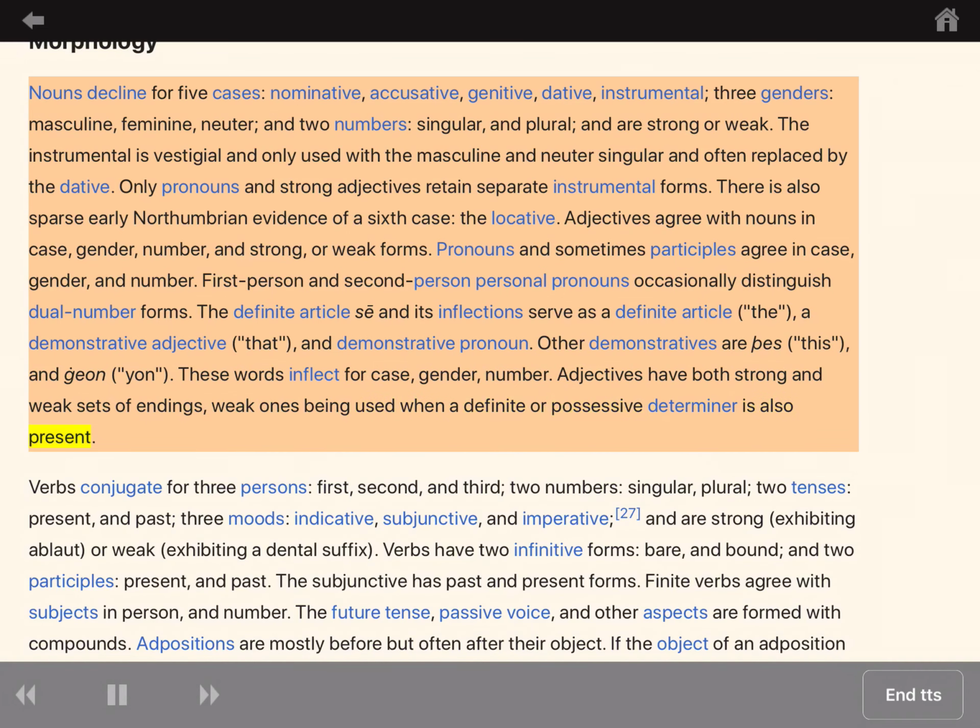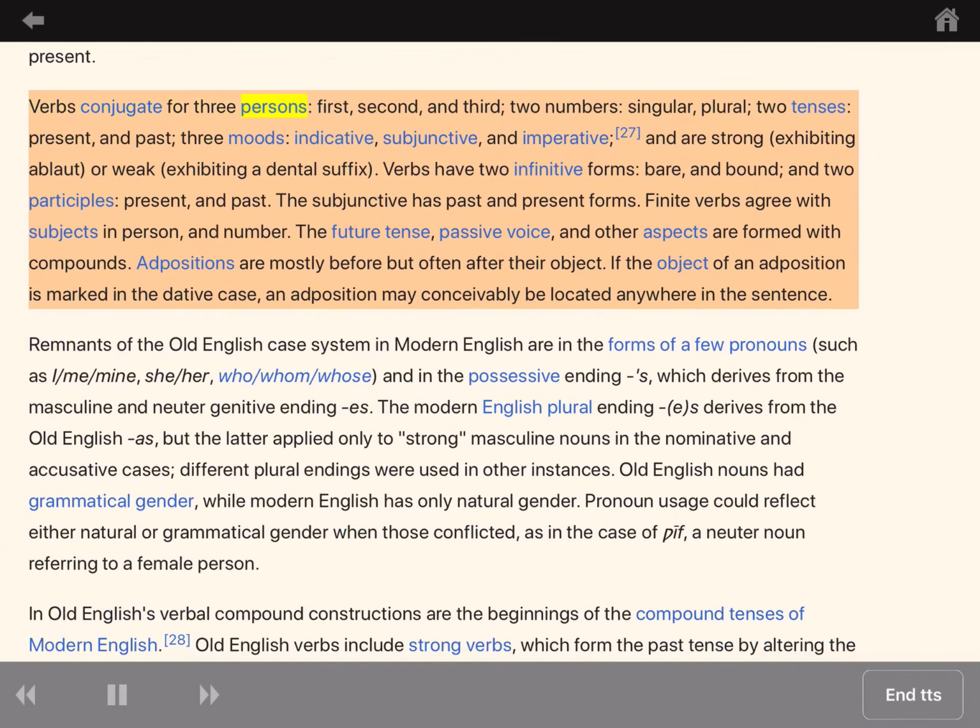also present. Verbs conjugate for 3 persons: first, second, and third, 2 numbers: singular, plural, 2 tenses: present and past, 3 moods: indicative, subjunctive, and imperative, and are strong or weak. Verbs have 2 infinitive forms, bare and bound, and 2 participles, present and past. The subjunctive has past and present forms. Finite verbs agree with subjects in person and number. The future tense, passive voice, and other aspects are formed with compounds.